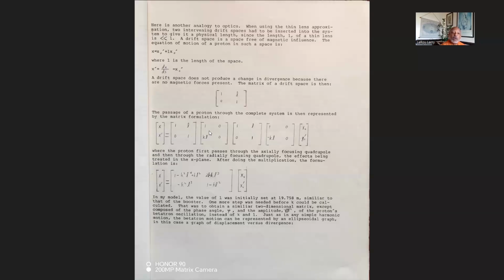And then you would do the same thing with these two. The vertically, or actually focusing horizontally or radially defocusing element of the quadrupole magnet in the thin lens approximation, and multiply that by a drift space, okay? So you would do that.